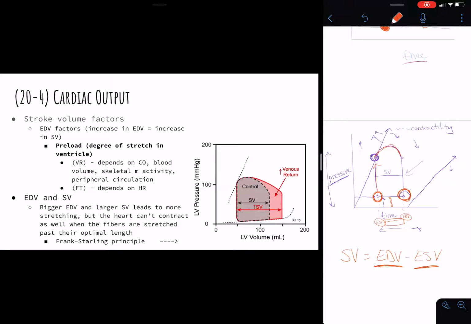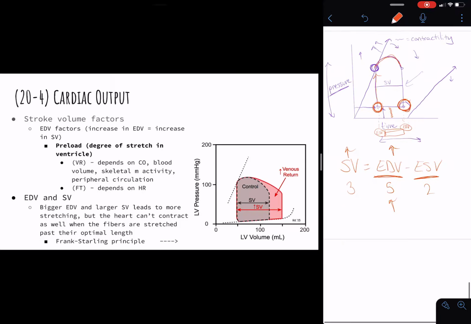Okay, additional stroke volume factors for EDV. So an increase in EDV, right, if we increase this side of the equation, that means we're going to increase stroke volume, right? Like if EDV, I'm just going to say arbitrary numbers, is 5 and ESV is 2, that would have equaled 3, right? But then all of a sudden we increase EDV to 7 and keep this at 2. Well, now 3 has increased to 5. So when we increase EDV, then we're increasing stroke volume.